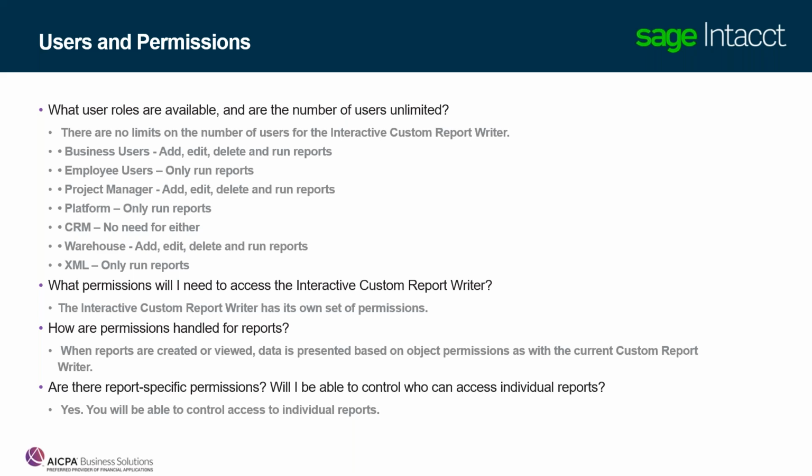How are permissions handled for reports? When you create or view the reports, the data is presented based on those object permissions the same way it is today with the custom report writer. And then specific report permission. So if I have a specific report, can I determine who has access to that report? And the answer is yes. You can control it down to individual folks. Next slide.